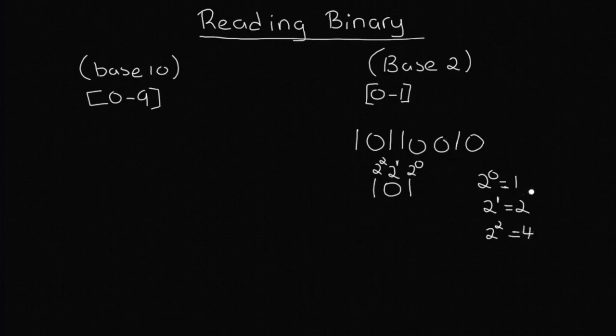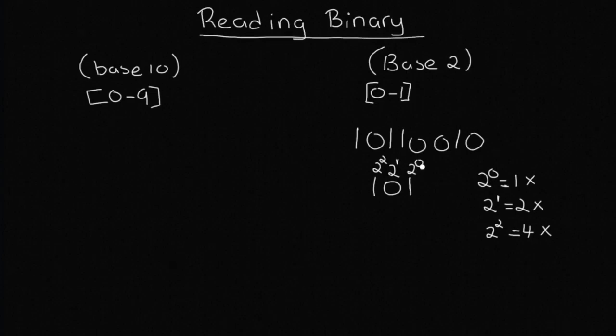Now we need to multiply them by something. So in our previous example, we multiplied them by whatever number was underneath them. So for example, if we had a number 5 here, we would multiply 1 by 5. So we'll do the exact same thing in this example. The only thing that looks a little bit strange is we're just dealing with ones or zeros. 2 to the power of 0 multiplied by 1. So we've got 1 here, so it's going to be 1 multiplied by 1.